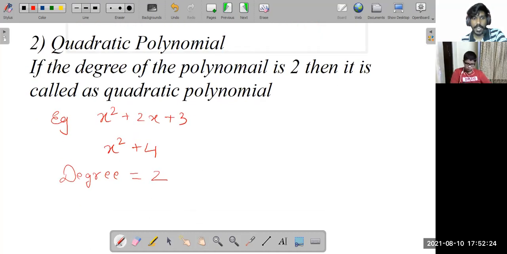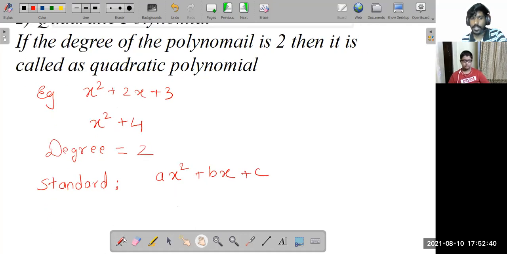Now again, here also we have a standard form or general form. The standard form of a quadratic polynomial is ax square plus bx plus c. a, b, c are any numbers, constants or coefficients, you can say. And here also a is never 0; it can be anything other than 0. Is this clear? That means any quadratic polynomial will be of this form.